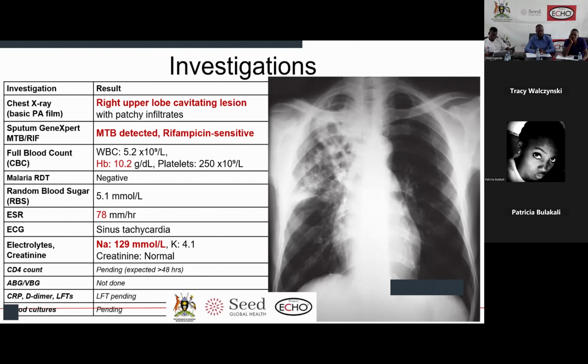Malaria RDT was negative. Random blood sugar 5.1, ESR 78, ECG showing a sinus tachycardia. Electrolyte, we have a hyponatremia of 129. Potassium and creatinine were normal. Results for CD4 count are still pending. ABGs, VBGs were not done. CRP, D-dimer, not done. LFTs pending. Blood culture pending too.